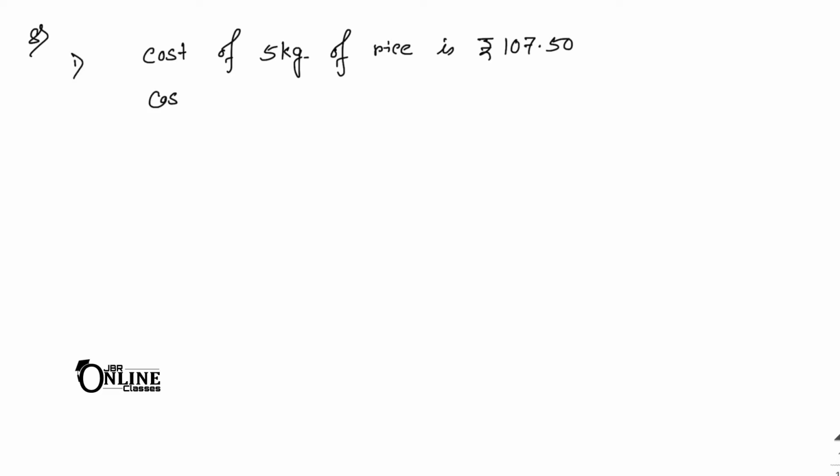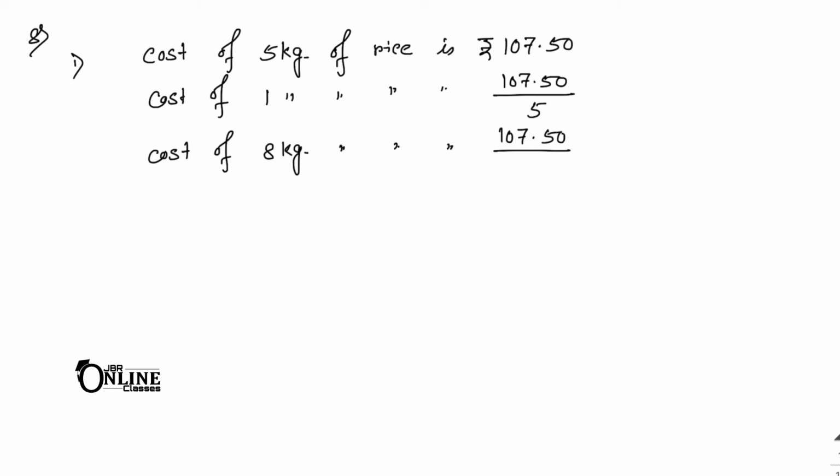Now next, sum number 8. Cost of 5 kg of rice is 107.50. So first write down here cost of 5 kg of rice is rupees 107.50. So here the first one, then cost of 1 kg of rice is, you know that here 107.50 by 5, and here cost of 8 kg. Okay, 8 kg of rice, that one equal to here 107.50 into 8 divided by here 5.